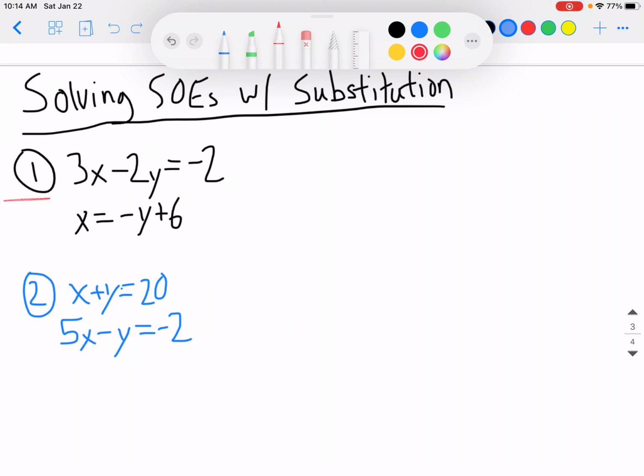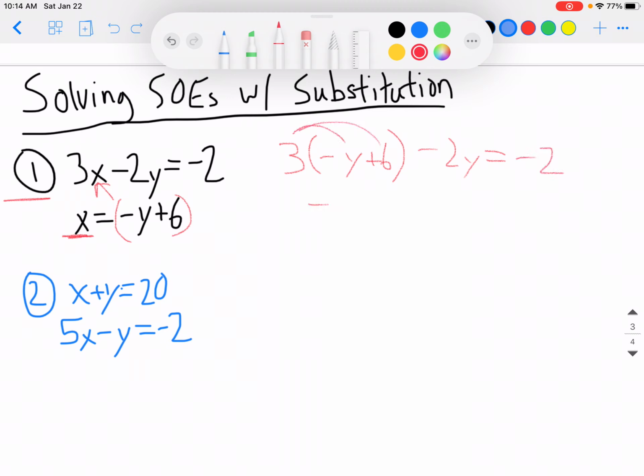We're going to use that method if we have something like this: x equals something else or y equals something else, because all the hard work is already done. Now, as the name implies, we're going to substitute this value in for x. And so I'm just going to take my time. 3 times the quantity, negative y plus 6, minus 2y is equal to negative 2. And I go about solving it.